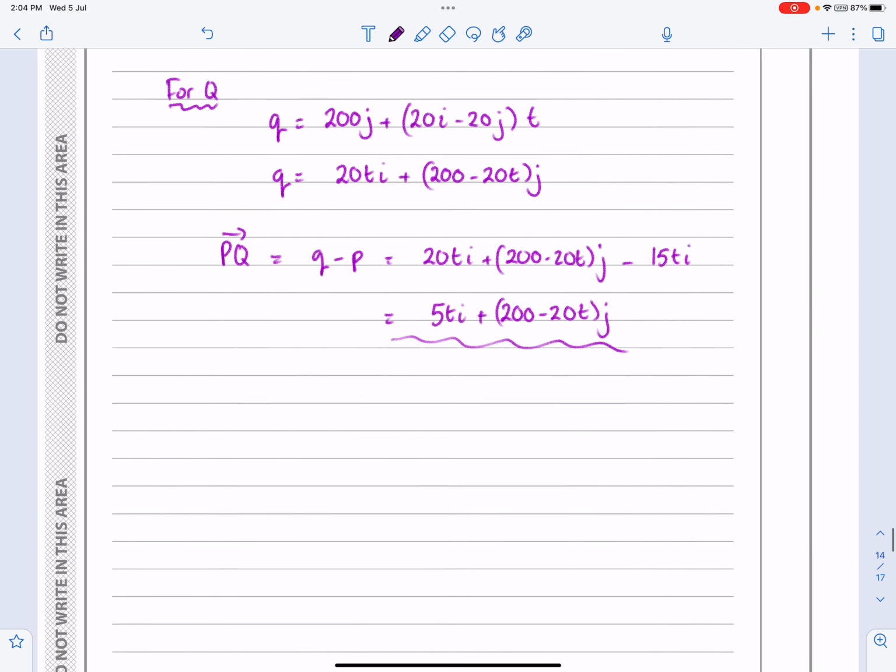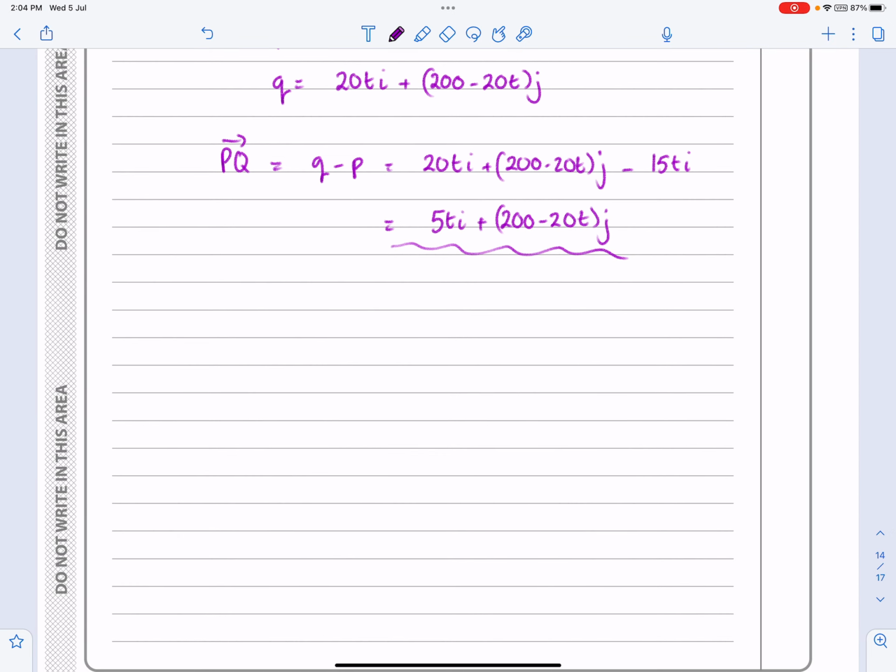First of all, let's work out what we're doing when t equals 10. So part C, at t equals 10, PQ is going to be equal to, putting t equals 10 in, 50i plus (200 minus 200)j. Oh, okay, so that's just 50i.